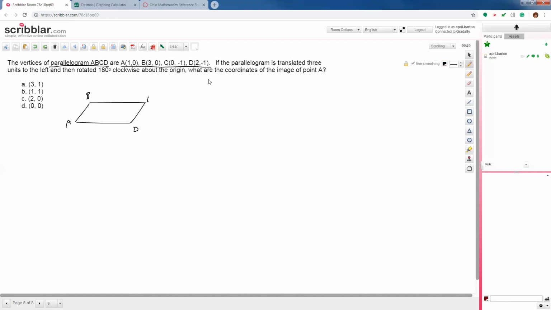They give us places they will go on the coordinate plane. If the parallelogram is translated, the translation was our slide, translated 3 units to the left and then rotated 180 degrees, so that's our turn. Rotated 180 clockwise. This time we're going this direction, but still about the origin. What are the coordinates of the image of point A?